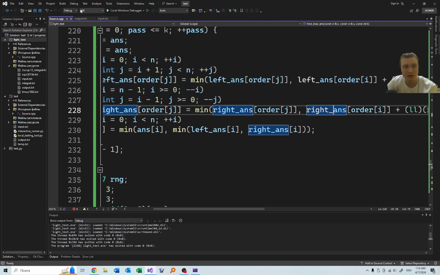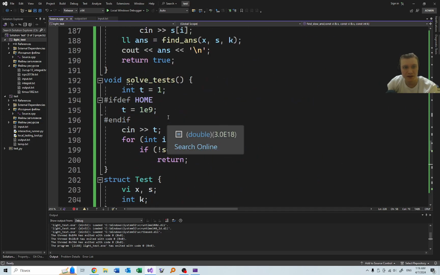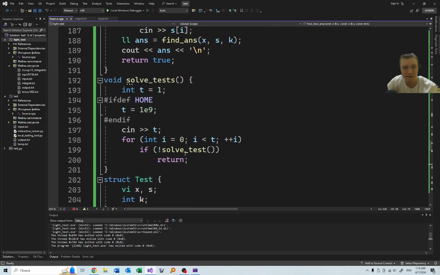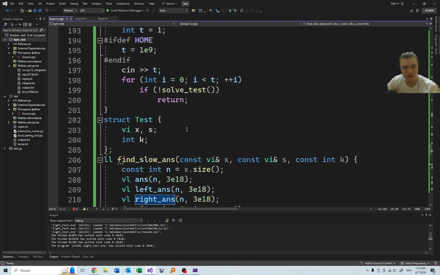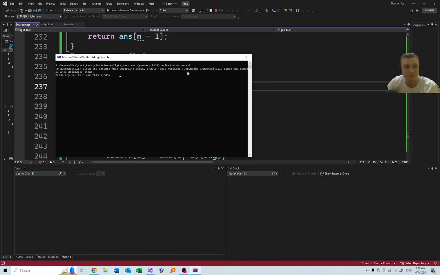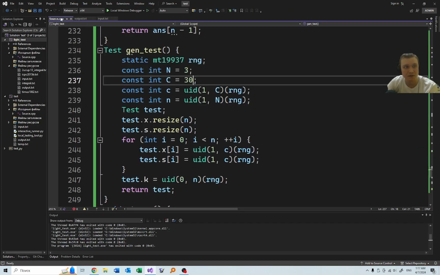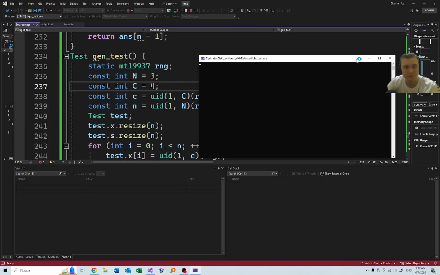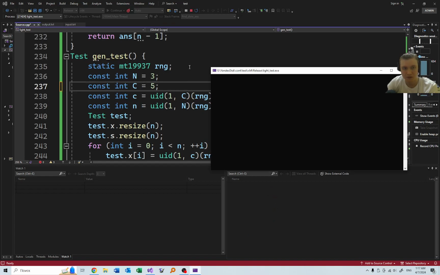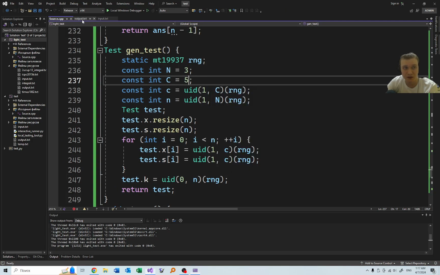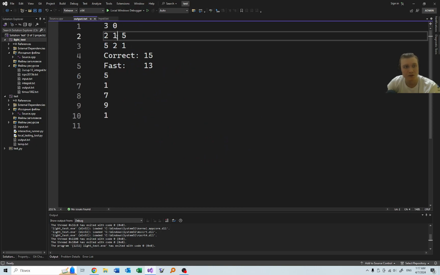Okay, now at least this is better. So we can change it back to 13. Okay, it again finds something, not for 4, for 5. Okay. So 2, 1, 5, 5 to 1, correct 15, fast 13.